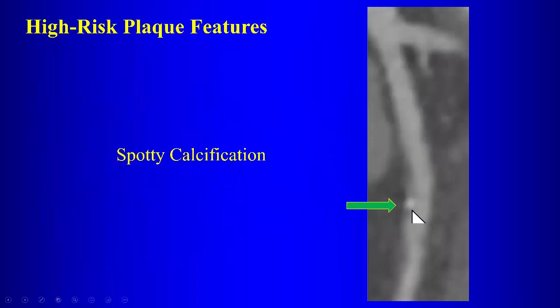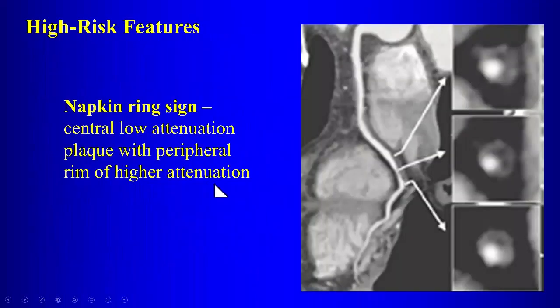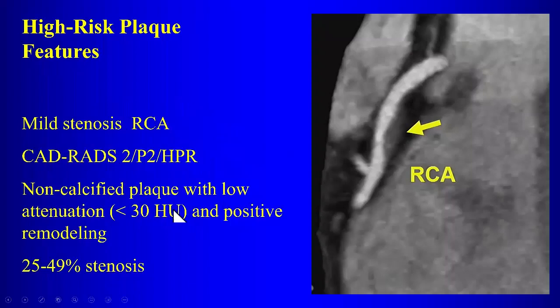So let's kind of go over what these are. We've talked about spotty calcification, these little dotty areas of calcification, that's spotty calcification. Napkin ring sign, if you have a region of low attenuation within the plaque, see that surrounded by this hot region of higher attenuation around it, that's a napkin ring sign, so that is an indication of a high risk. That's a high risk feature, okay?